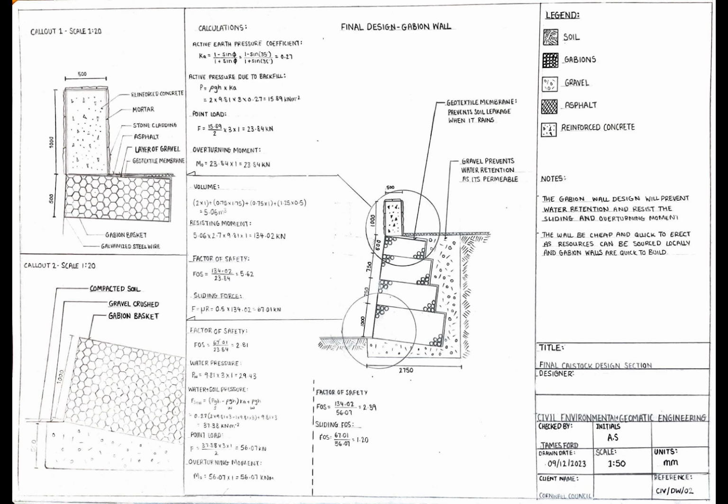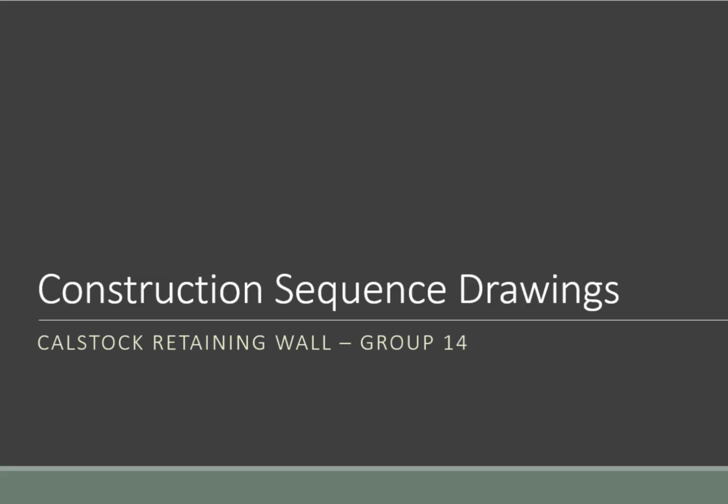In calculation, we considered the pressures from the soil and water and used that with the point loads, sliding force and resisting moments to calculate if our structure can resist the forces. The result is that it can, as our factor of safety in sliding was 1.2 and the factor of safety in overturning was 2.39.